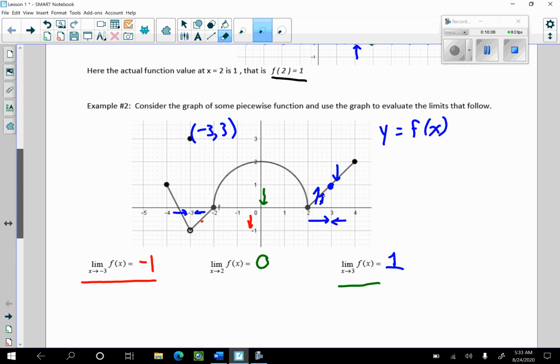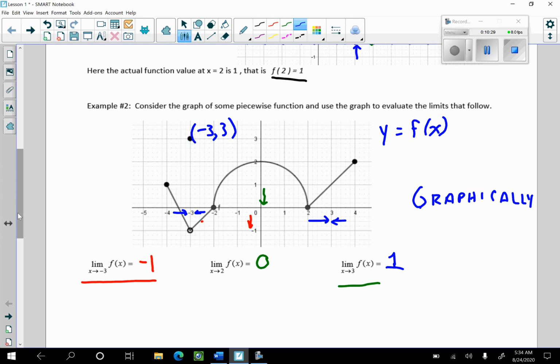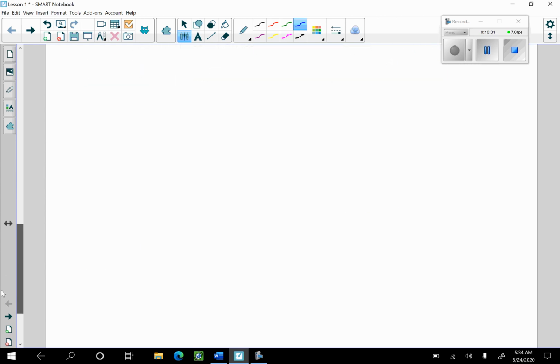Okay, and what we are doing here is evaluating limits graphically. We're going to learn a couple other ways to evaluate limits, but we're doing these limits graphically by looking at the graph. All right, so let's see if we have another example on this page. And we don't, so we're going to go to the next page.